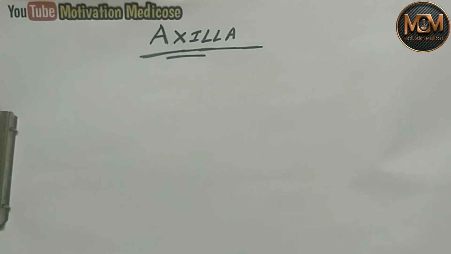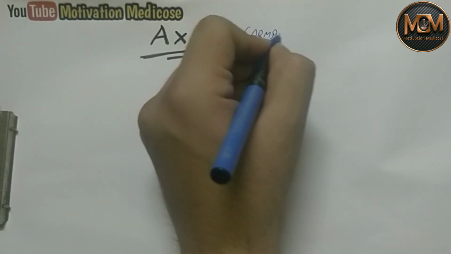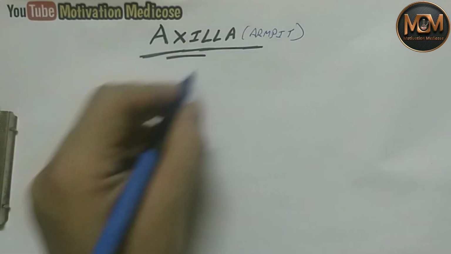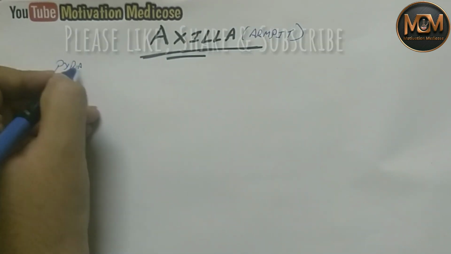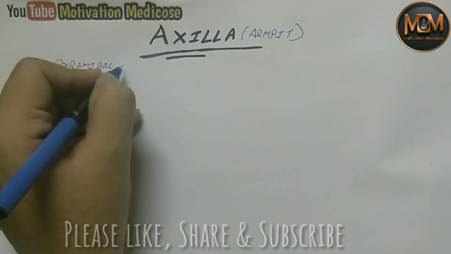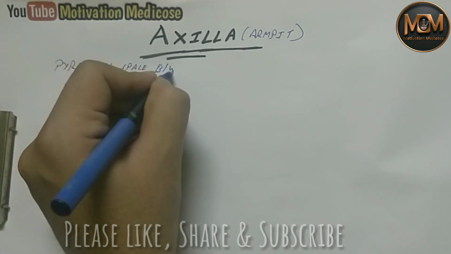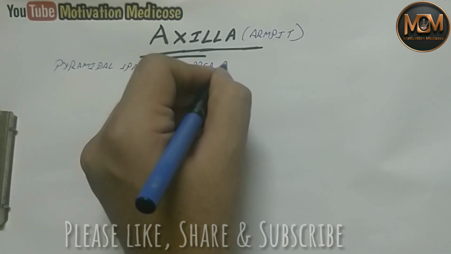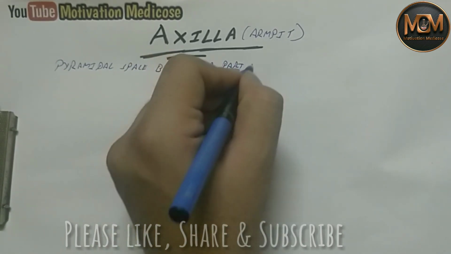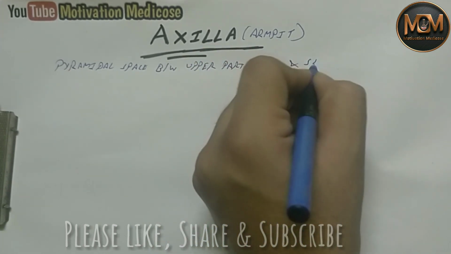So our today's topic is axilla, or you can call it armpit. In layman's terms, we call it armpit. So what is this axilla? Basically it is a pyramidal space. It is present between the upper part of the arm and the side of the chest wall.